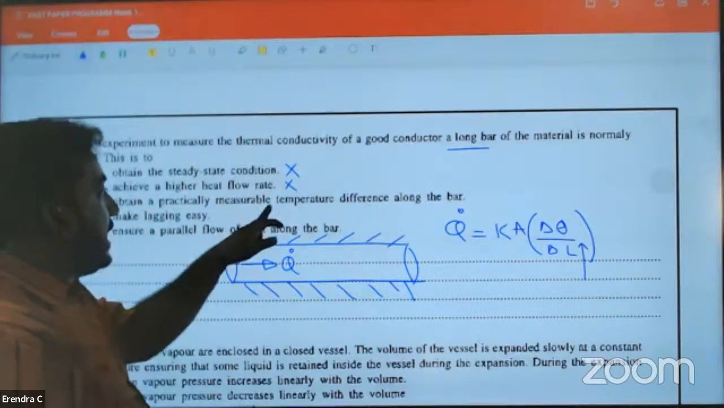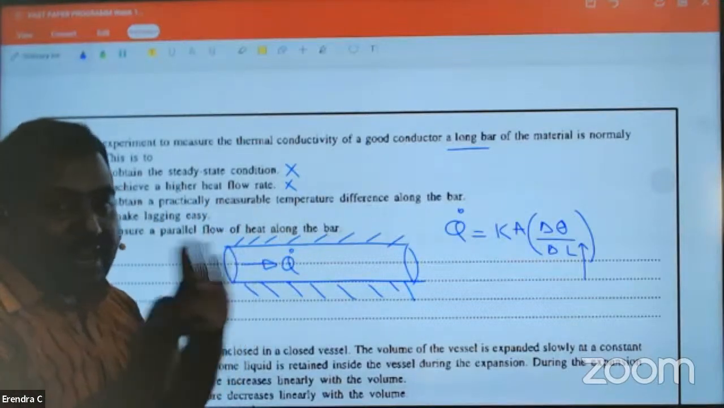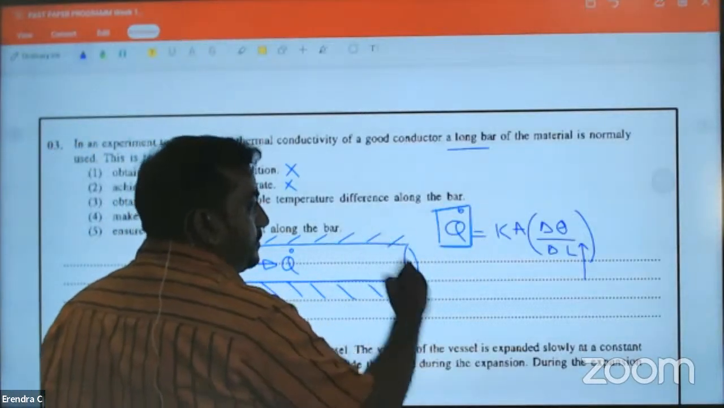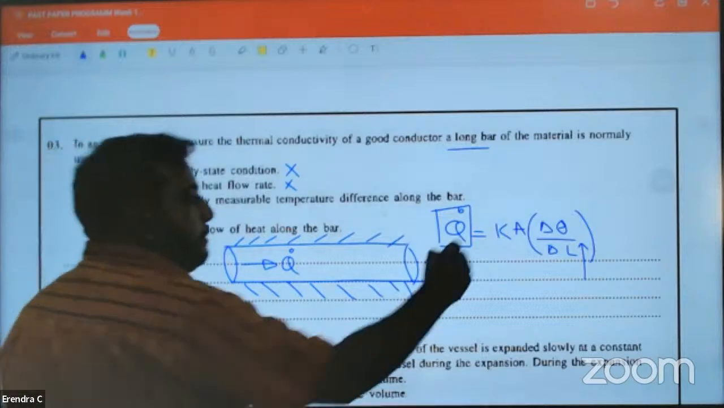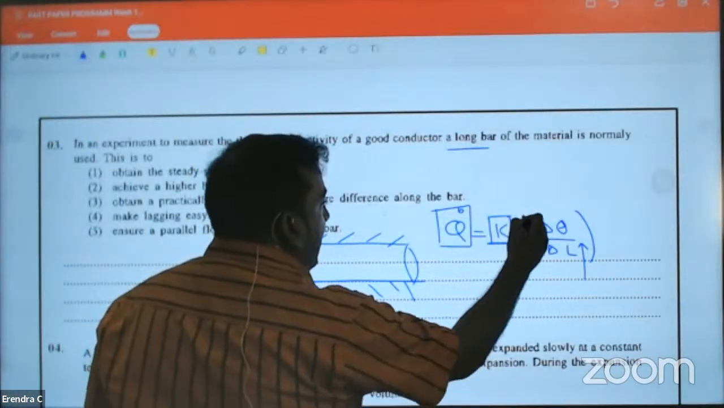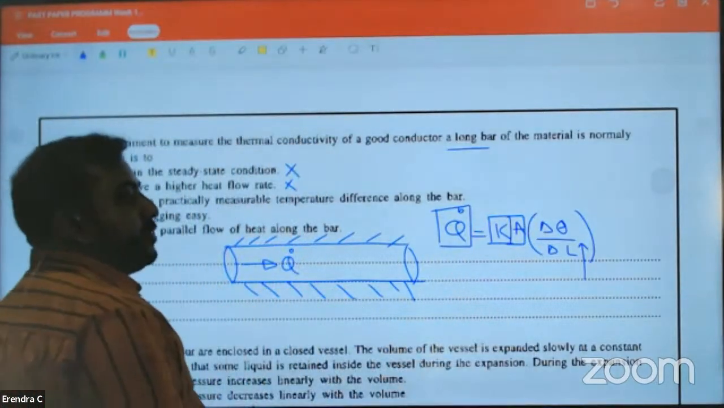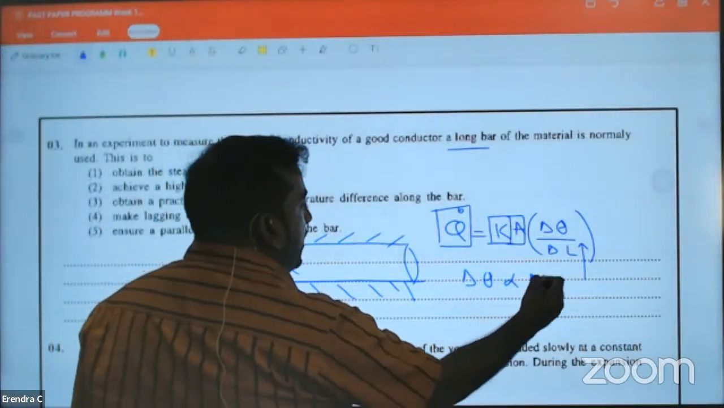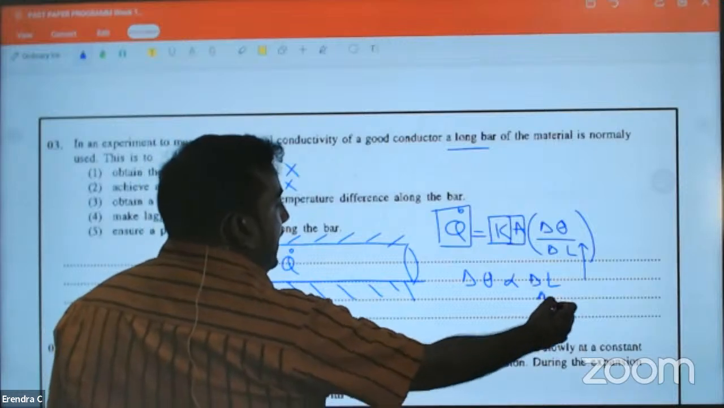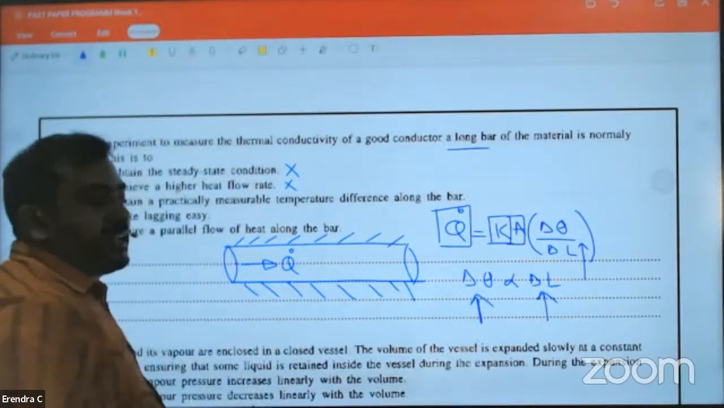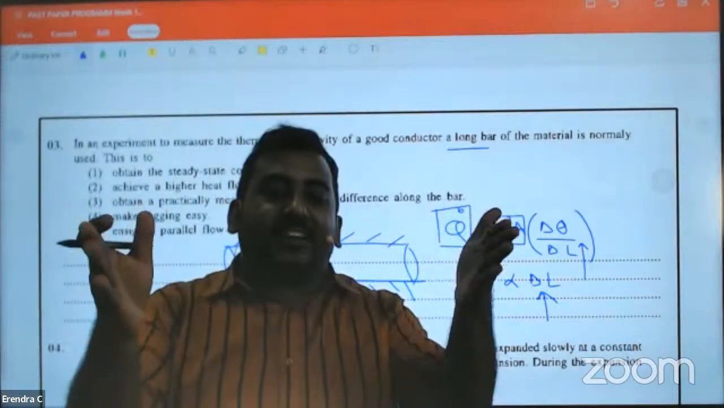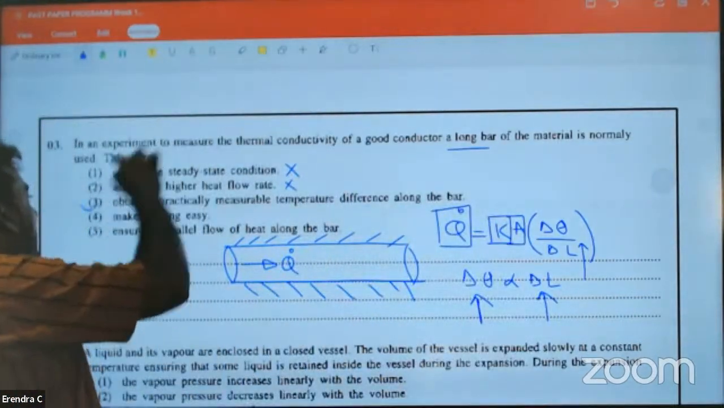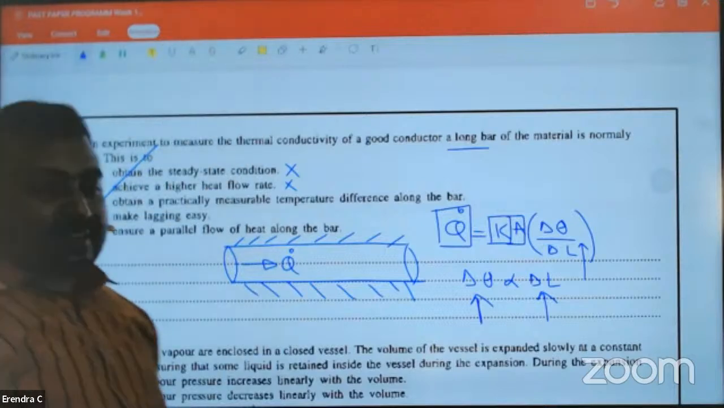Obtain a practically measurable temperature difference. Nice. If you can make this constant, material is also constant, area is also constant. Look at this carefully. If you cross multiply, delta theta is proportional to delta L. Greater the length, greater the temperature difference, and a greater temperature difference means delta theta can be measurable. This is the reason. Third one is correct.